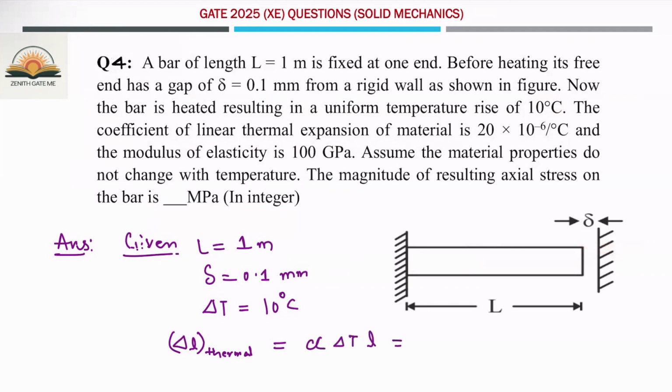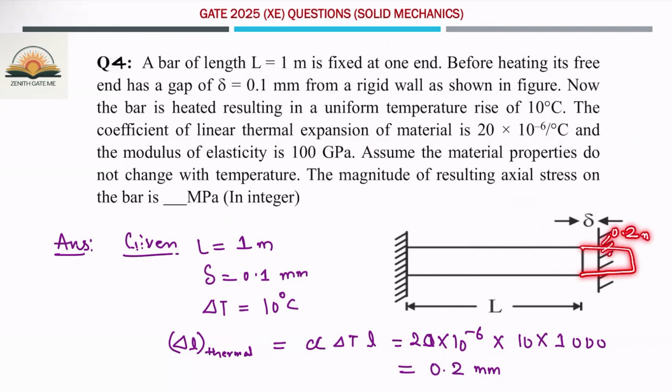That means after increasing the temperature, how much this length is increasing, which is nothing but alpha delta T into L. So this is 20 into 10 to the power of minus 6. Delta T is given as 10 and L is given as 1000 because it is given as 1 meter, so it will become 1000 millimeter. So the thermal deformation is 0.2 mm. Now if you are increasing the temperature of this bar, it is expanding 0.2 mm. But this gap is only given as 0.1 mm. That means it is trying to elongate 0.2 mm.